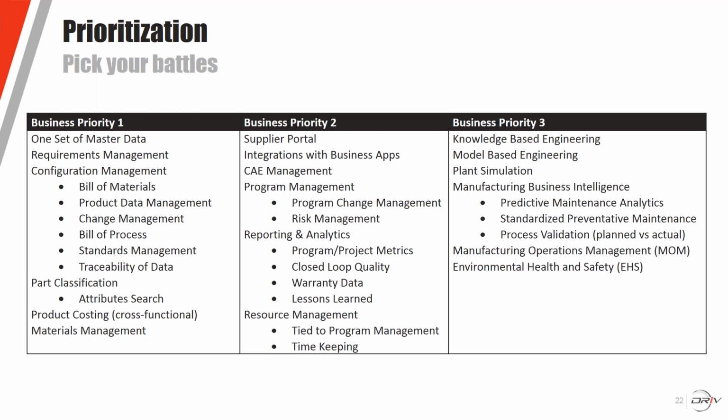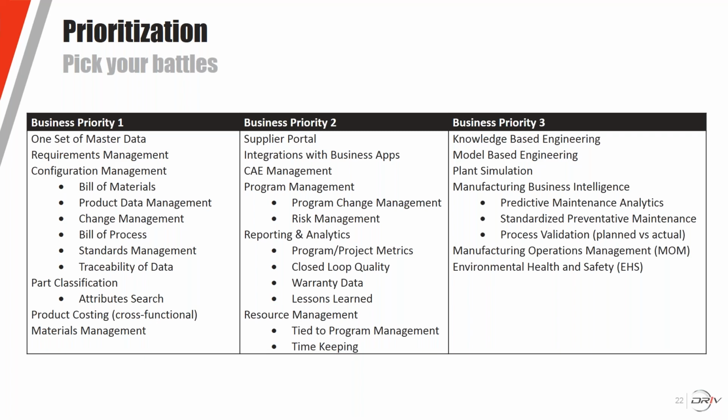Priority 2, we had supplier portals, integrations with different business apps, computer-aided engineering management, so I need to manage my results files, those kinds of things, program management, reporting, resource management, all good stuff. And business priority 3, which hopefully at some point we will get to, but then they started talking about knowledge-based engineering, model-based engineering, plant simulation, those kinds of fancier things. But what we were able to do is get the leadership from various functions in the company to agree on what the priorities were.